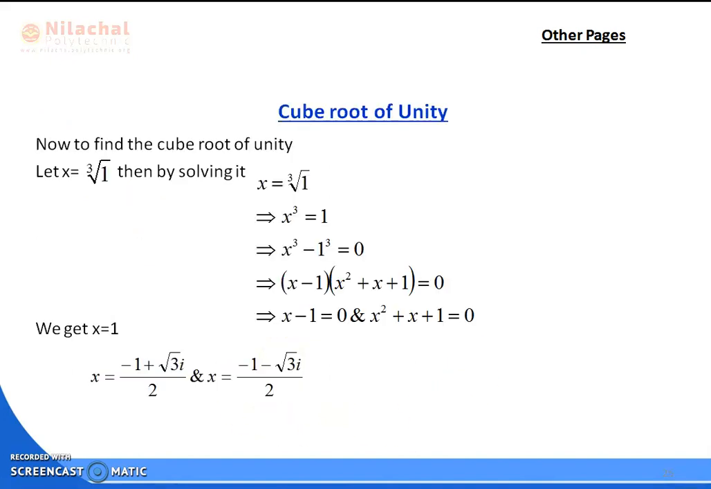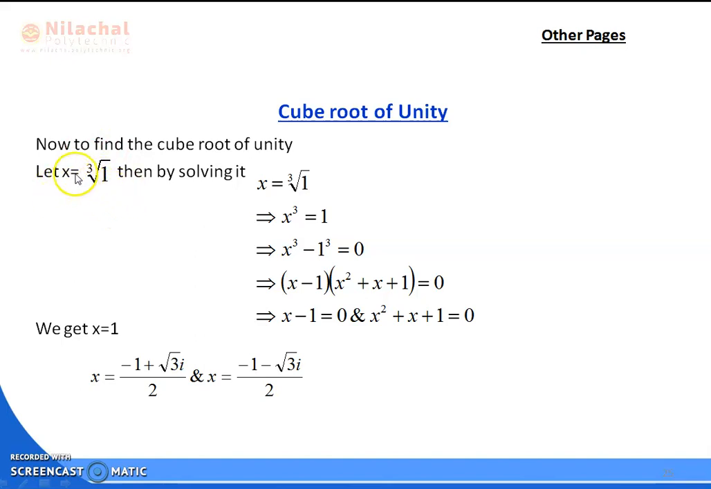Then come to the next topic, which is cube root of unity. Cube root means this symbol is known as cube root. Unity means that is 1. To find the cube root of unity, suppose its value is x. Then we will solve it. How can you solve it? Cube root means what are the values of the root? Suppose in a quadratic equation, we solve and find some answers for x, those are known as roots. Similarly, for this, we will find some values of x, those are known as roots here.